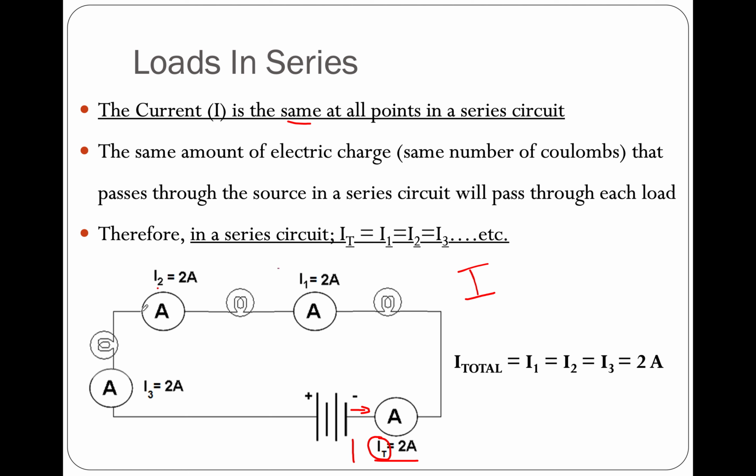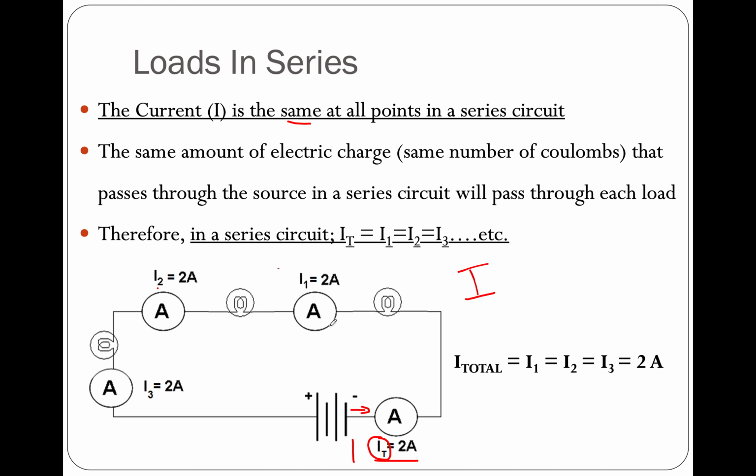The current at every single point is going to be identical to whatever the total current is for a series circuit. The same amount of electric charge, or the same number of coulombs, that passes through the source in a series circuit will pass through each load, right? Because remember that current talks about the amount of charge passing a point in a given amount of time. So what this tells us is that in a series circuit, the exact same amount of charge passes through each point in the same amount of time.